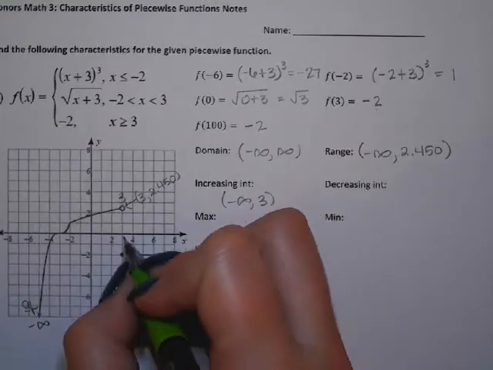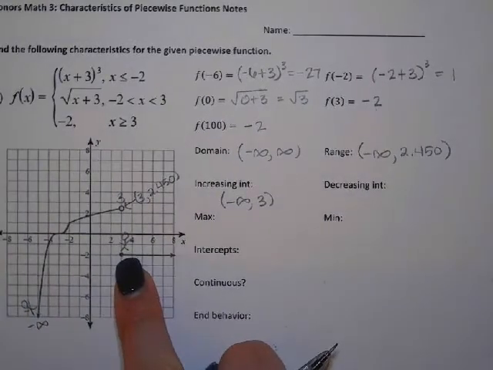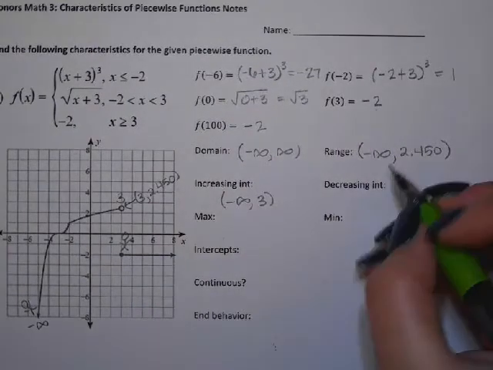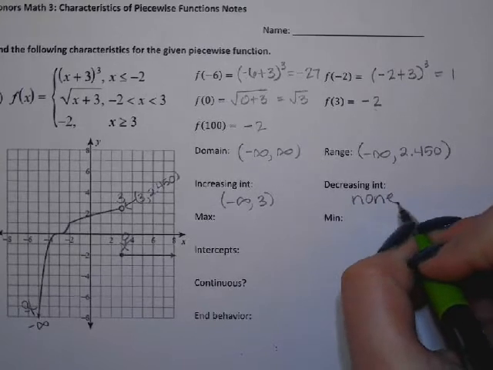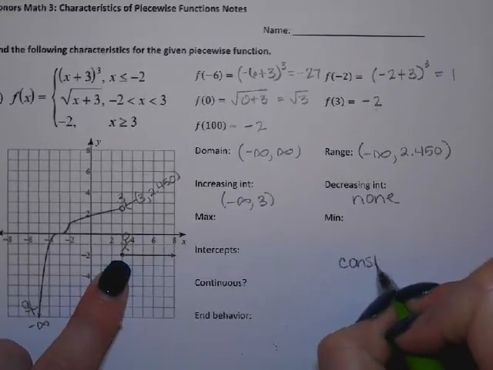And then we have a new stick figure that starts right here. And this stick figure is not increasing. And this stick figure is not decreasing. So I'm going to say this is none. And then on my notes, I'm going to go ahead and add another interval. This is called constant.